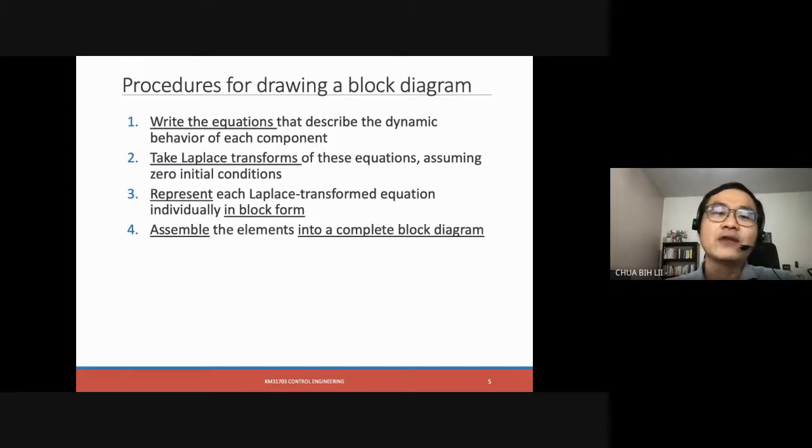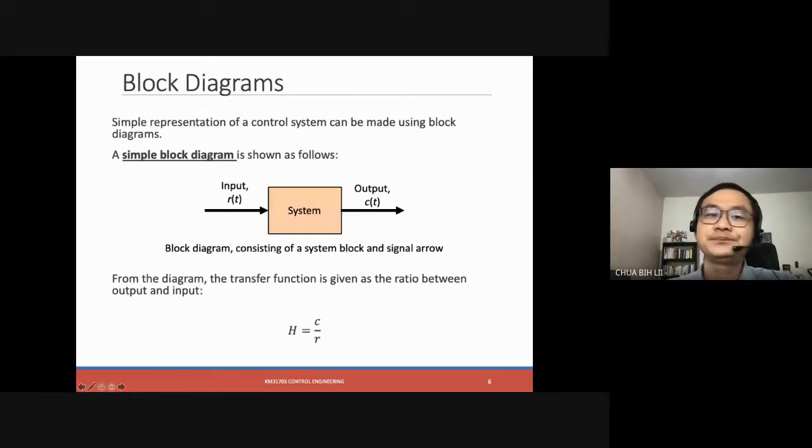So in control, you have to draw a block diagram. And what the block diagram is: you first have to get the equations for the dynamic characteristics of the component itself, the gearing system or maybe the motor system or whatever it is, right? Take the Laplace transform, okay, represent it in Laplace transform equations, and form it into a block. All right, that's all. Okay? Then after that, you just connect or assemble them, multiple elements, to form a complete block diagram.